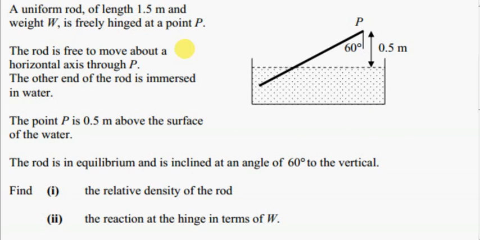A uniform rod of length 1.5 meters and weight W is freely hinged at a point P. The rod is free to move about a horizontal axis through the point P. The other end of the rod is immersed in water. The point P is 0.5 meters above the surface of the water. The rod is in equilibrium and is inclined at an angle of 60 degrees to the vertical.